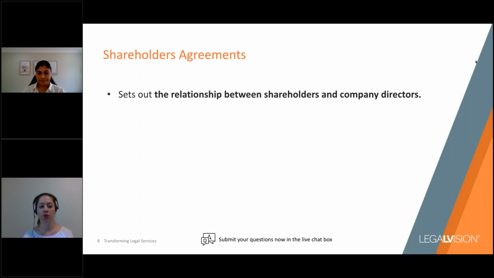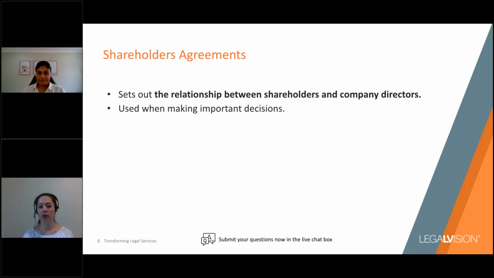And it's super useful because it will set out how decisions can be made between shareholders and directors. So in a company, you may have appointed directors, perhaps that's yourself, and you'll have more obligations than individual shareholders. You'll be involved in the day-to-day running of the business.